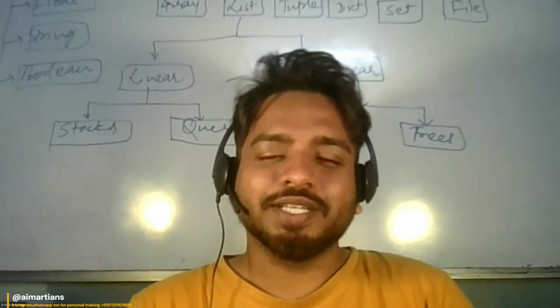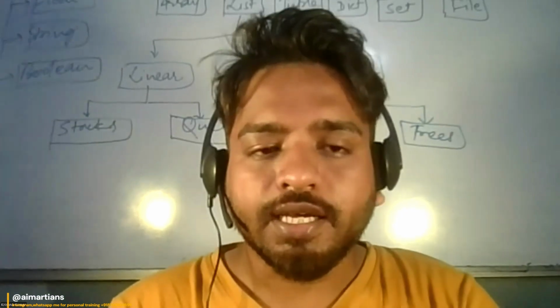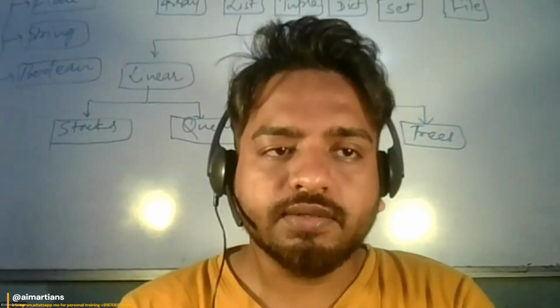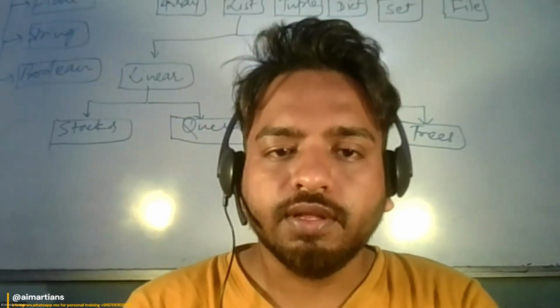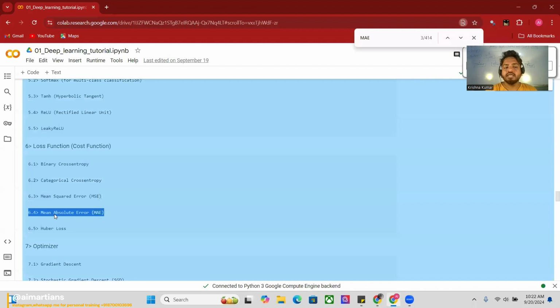Of course, I'm not going to train the model, but on the Google Colab Sheet I will show you something, and we are going in the same sequence I have mentioned. So we were talking about loss functions. We had talked about binary cross entropy and categorical cross entropy. In the last session, we talked about mean square error, MSE. And today I'm going to talk about mean absolute error.